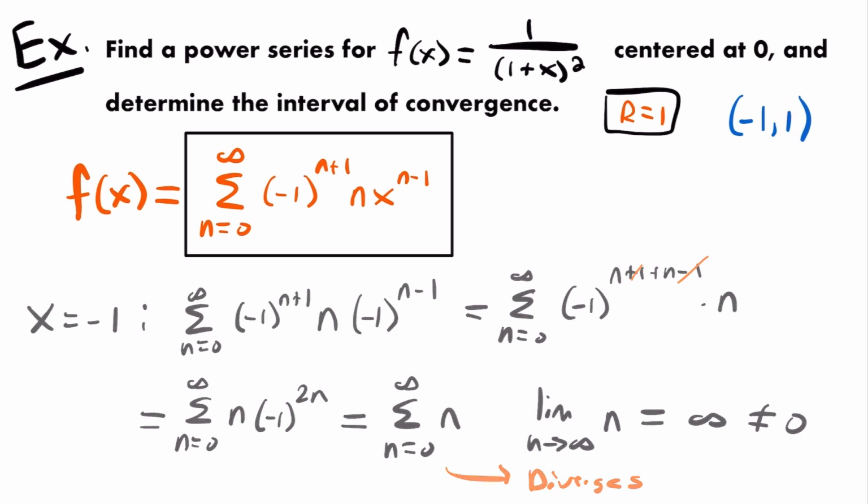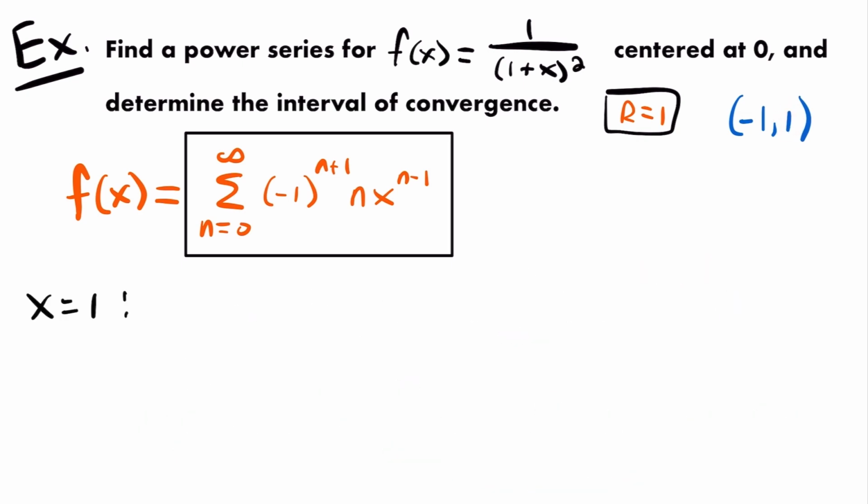So if I clean up my work, when x equals positive 1, we will have the sum from n equals 0 to infinity of negative 1 to the power of n plus 1 times n times 1 to the power of n minus 1, right? We just replaced x with positive 1. And so if we simplify, 1 to the power of n minus 1 is just going to be 1, right? 1 to the power of any finite value will just be 1. So we can just completely ignore this part of the series. We can just erase that, and our series will just have negative 1 to the power of n plus 1 times n. All right, and so what we have here is an alternating series, right?